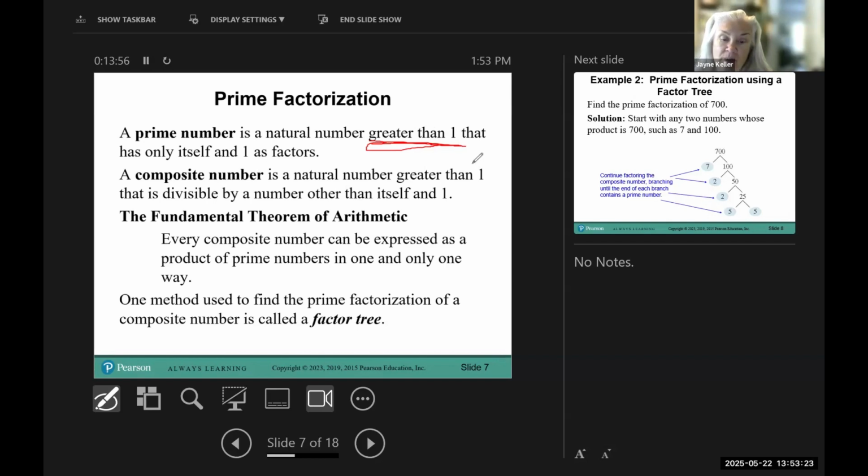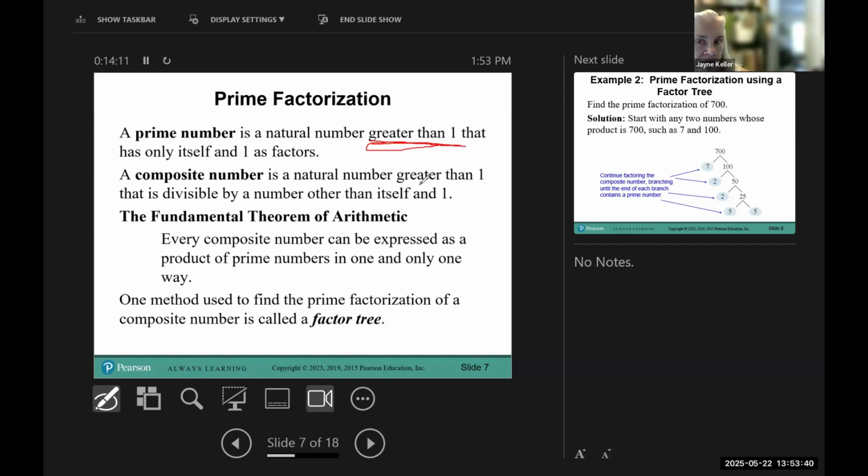It's also not a composite number. So you want to make sure you understand 1 doesn't fall into either category, and that's okay. 1 isn't prime, it isn't composite, it's its own special number. Let's think about composite numbers then.